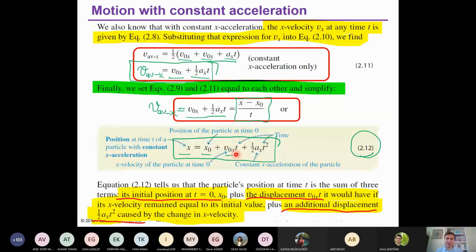So now let me explain. This x0 here, it is the initial position of the particle when the time is 0, this one.